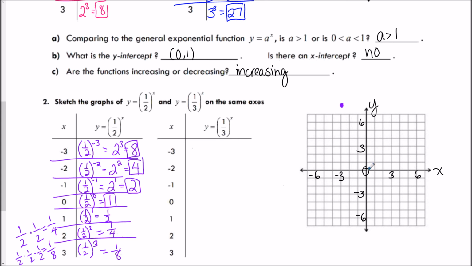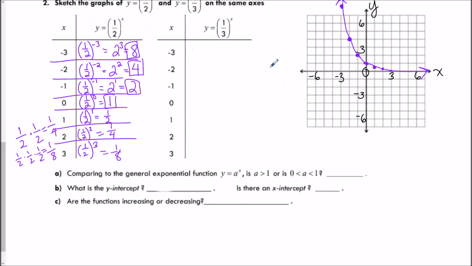Our next coordinate is (-2, 4). So I'm going to go to the left 2 and up 4. Our next coordinate is (-1, 2). Our next one is (0, 1). Then we have (1, 1/2), so I'm going to go halfway through. Then we have (2, 1/4), so I'm going to go 1/4 of the way. And then we have (3, 1/8), so I'm going to go 1/8 of the way. And when I connect these dots here, I end up getting my graph looking like this.